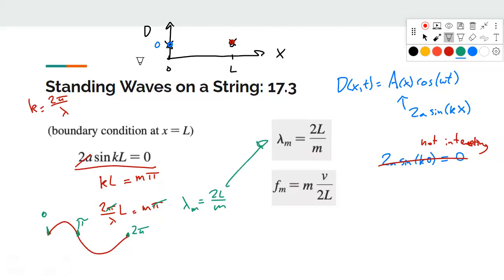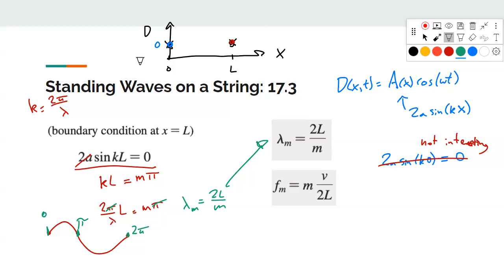So for a string that's fixed on both ends, this is a really fundamental phenomenon, and it's actually very similar to what you see in quantum mechanics, and that's not an accident. Quantum mechanics is in many ways the study of treating matter and probability as waves. But what we see is that there are only certain values of the wavelength that will actually make a standing wave.